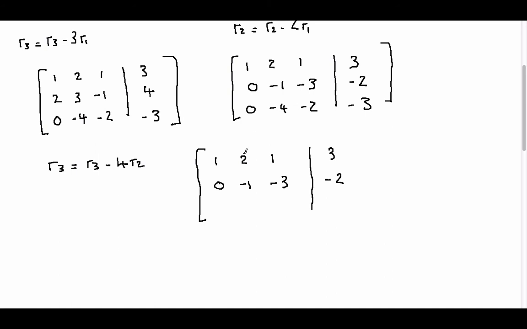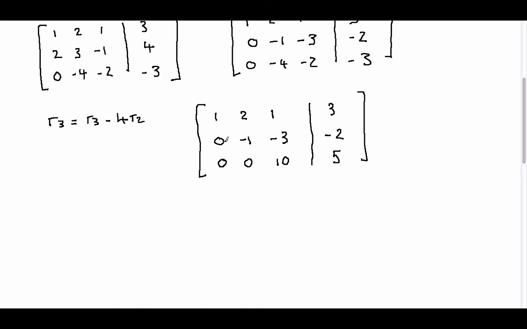But now we have 0 minus 0, which is 0. We have minus 4 minus 4 lots of minus 1. So that gives us 0, and we have minus 2 minus 4 lots of minus 3, so that gives us 10, and we have minus 3 minus 4 lots of minus 2, and that gives us 5.